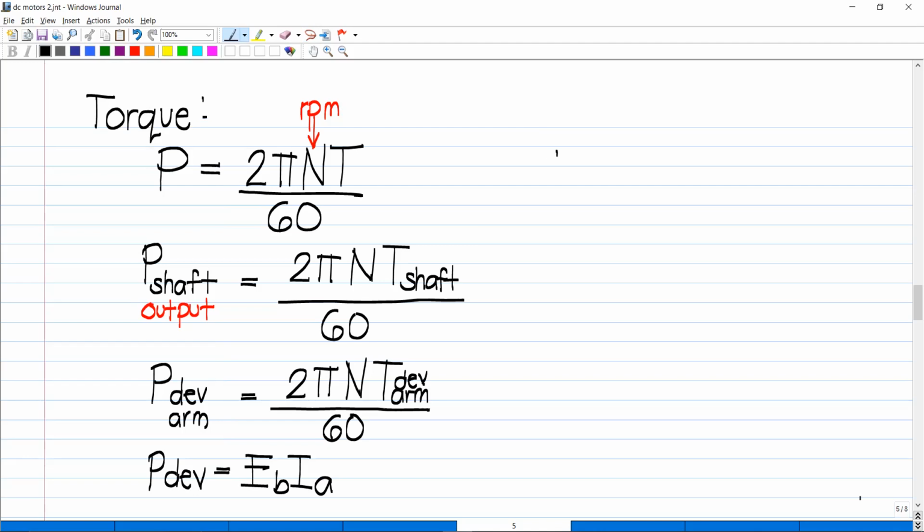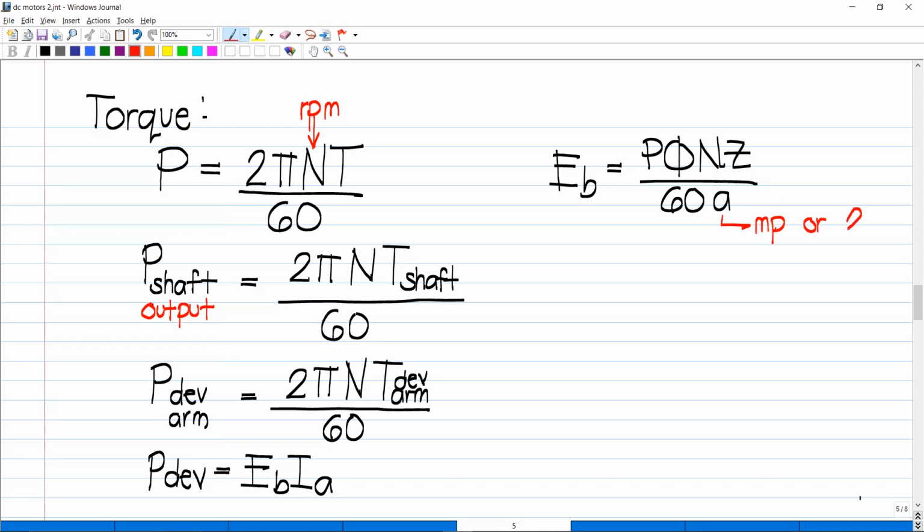So, reviewin lang ulit natin, di ba? Formula din naman ng E-back is the poles over 60. Number of poles, the flux, the speed, the number of conductors over 60 times the number of the parallel path. So, syempre yung letter A natin, that is either the multiplier times the number of poles kung siya ay lap, or ginagamit naman natin yung 2 times the multiplier kung wave winding naman.